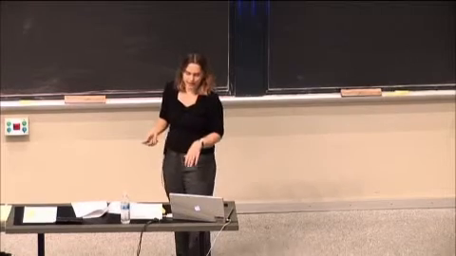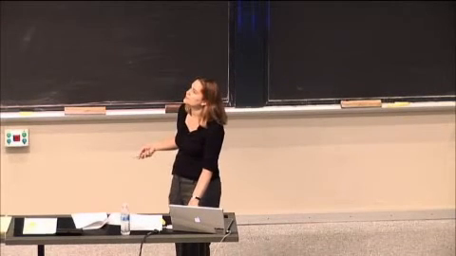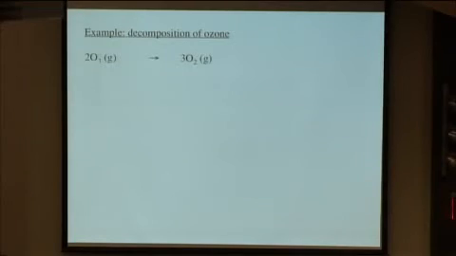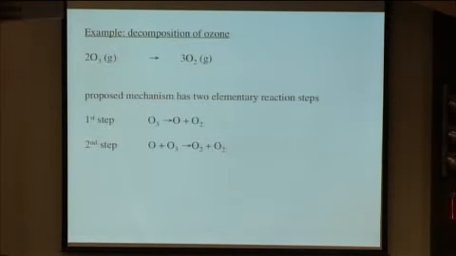So let's just look at one example very briefly. So here we have the decomposition of ozone, which is another environmental issue that you will be faced with in your lifetime. So this is the overall reaction, and you can't use the stoichiometry to figure out the order of the reaction, but if you divide it up into elementary reaction steps, then you can use the stoichiometry to write the rate law for each step of that reaction.